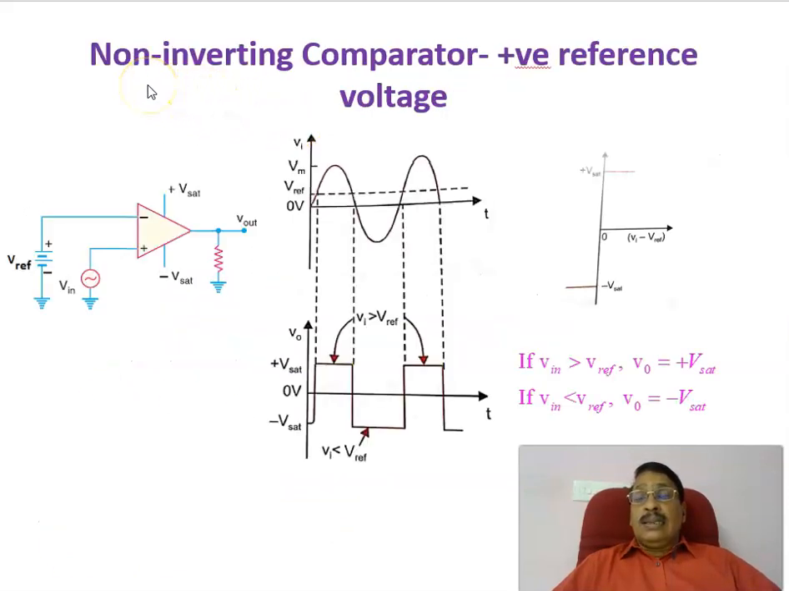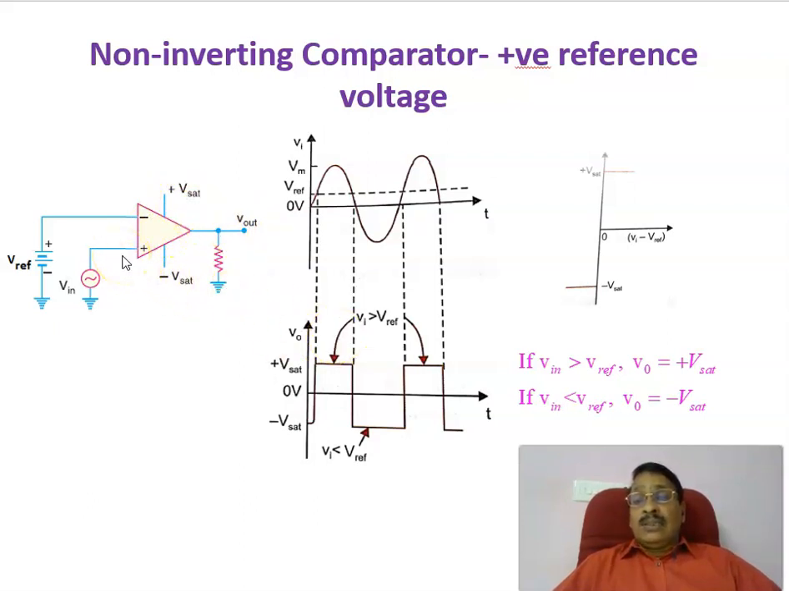Let us consider a non-inverting comparator with positive reference voltage. In a non-inverting comparator, you give the input to the non-inverting terminal. This is the signal that is compared with the reference. In this case, we are considering a positive reference voltage, so that reference voltage is given to the inverting terminal, and you apply a positive voltage at this point. So this is the positive reference voltage, and this is the input voltage, which is compared with the positive reference voltage. The thumb rule behind this can be written as follows.